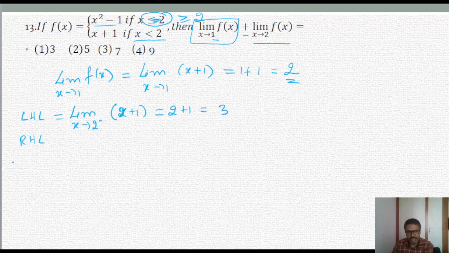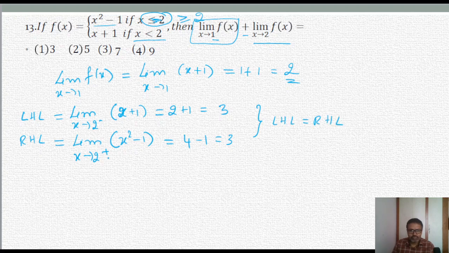If you get right hand side also 3, then limit exists. For the right hand limit, the greater than 2 condition function is x square minus 1, as x tends to 2 plus. So you will get 2 square is 4, 4 minus 1 is 3. So clearly LHL is equal to RHL. So limit of f of x as x tends to 2 is 3. So the sum of these two, friends, x tends to 1 is 2, this is 3, and your answer is 5. Very simple and straightforward question on limits. Let us move on to the next one.